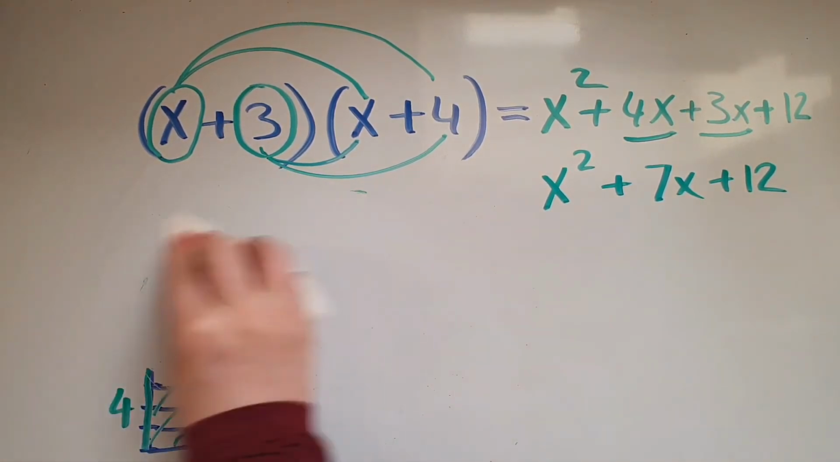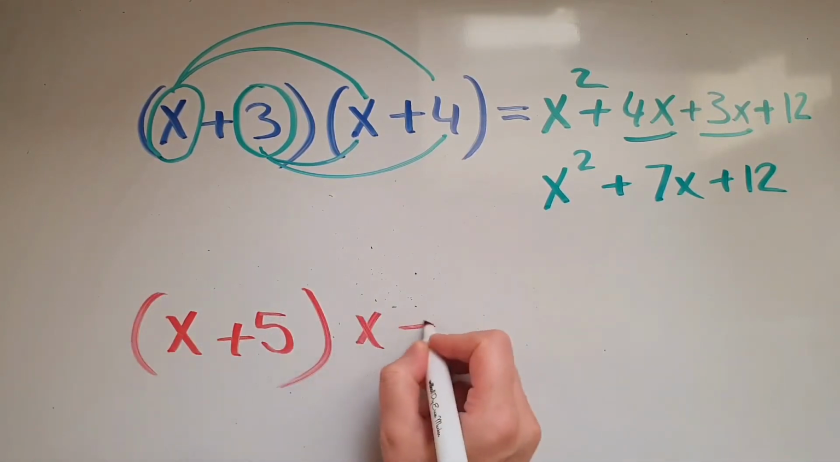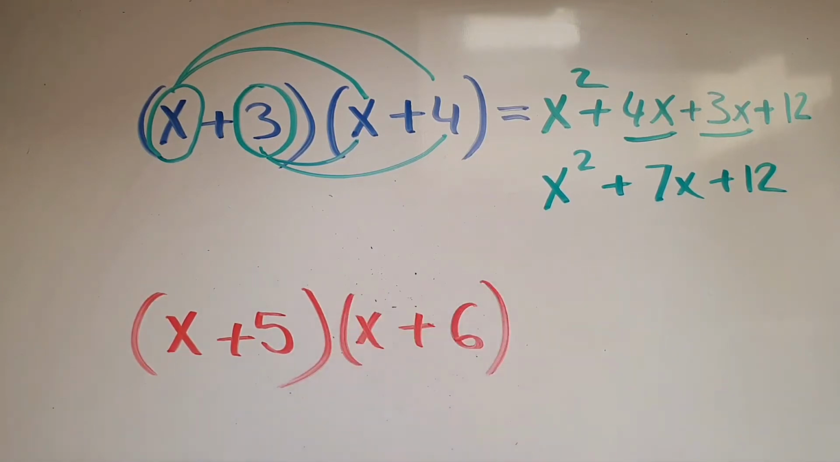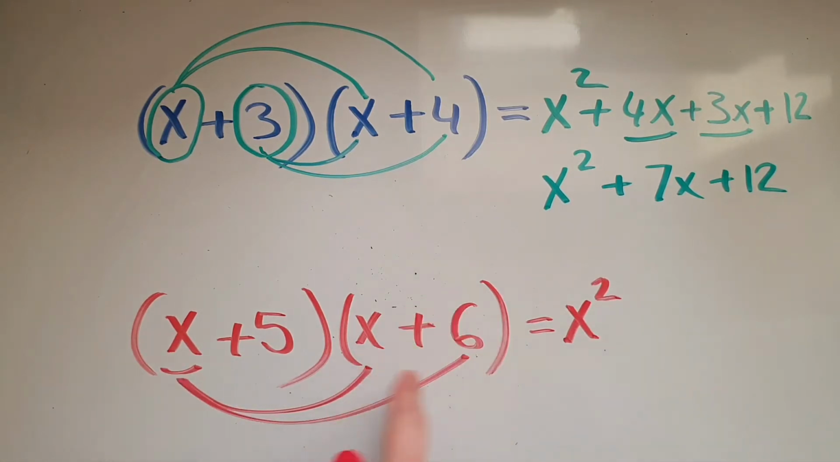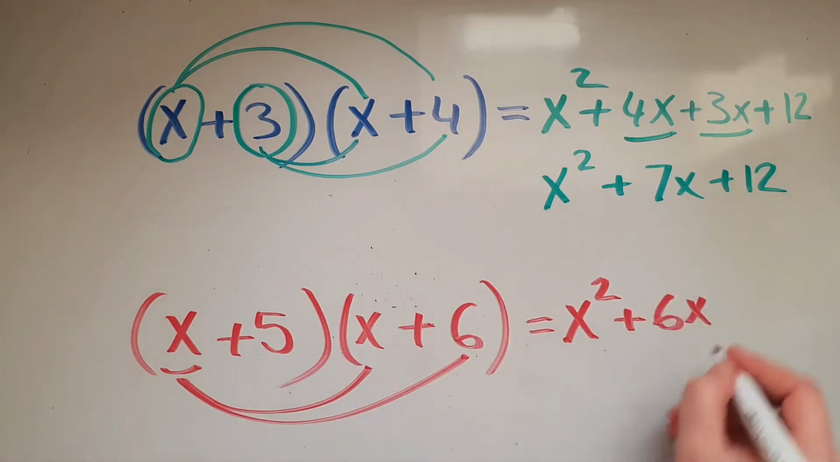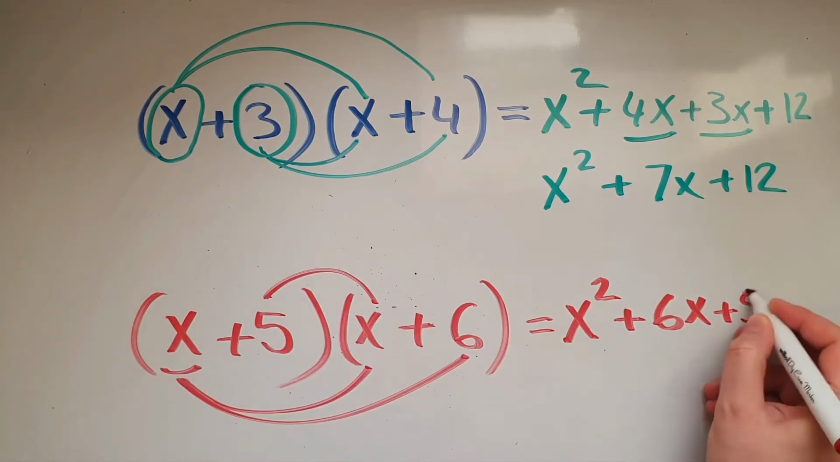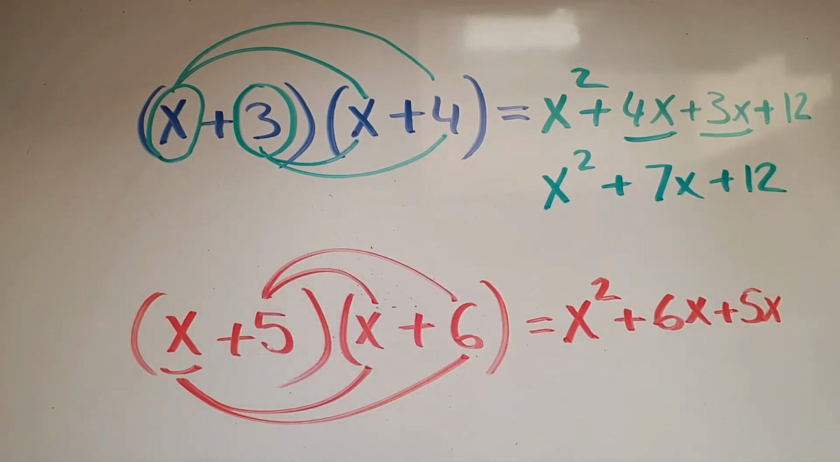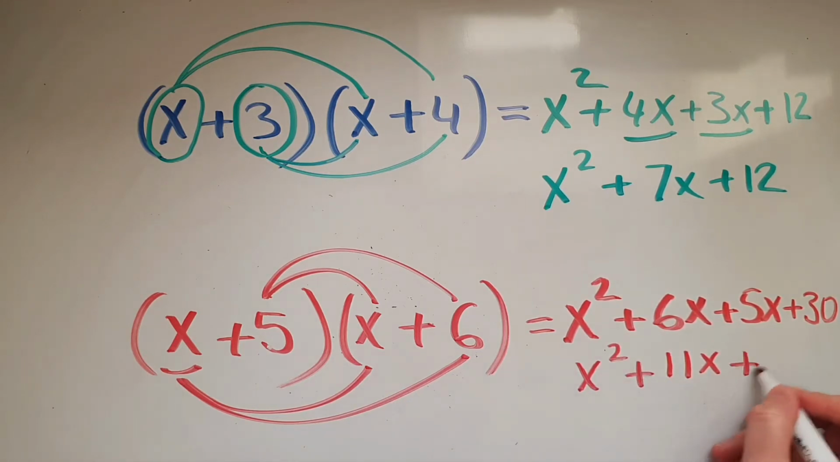Let's try another one. So x plus 5 times x plus 6. So taking the first term within the first set of brackets and multiplying it by x. So x times x gives us x squared. Then x times positive 6, so that gives us 6x. And now looking at the next term, 5 times x, which gives us 5x, and 5 times 6, which is 30. So collecting the like terms, we get here 11x. So x squared plus 11x plus 30.